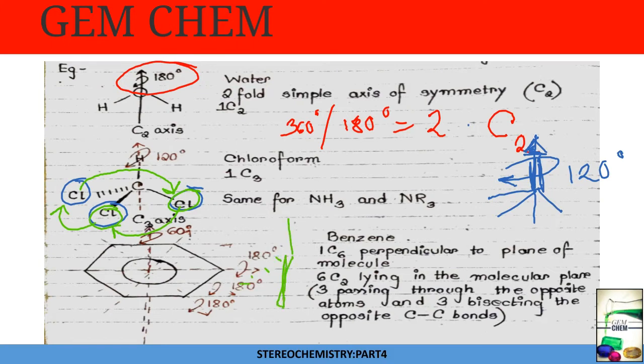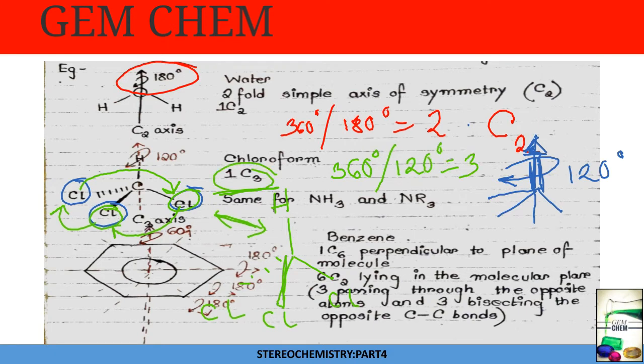That is, this will be like this only. Chlorine, chlorine, chlorine. And here will be H. So no difference, right? So we cannot distinguish between these two. So this has one C3 axis because 360 degree by 120 degree gives us 3. So this is one C3 axis. The same axis is present for ammonia as well as NR3.